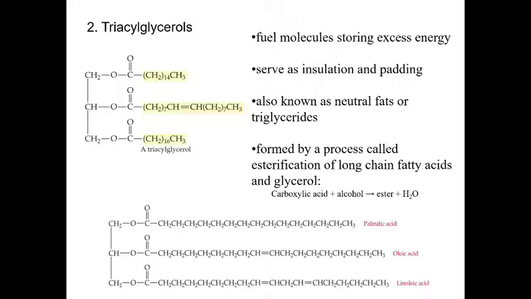And these are also formed by esterification reactions. So the same reaction we just learned for waxes is actually the exact same reaction we learned for triacylglycerols as well. But in this case, the alcohol that's involved is not a long chain alcohol. It's actually just an alcohol with 3 carbons on it.